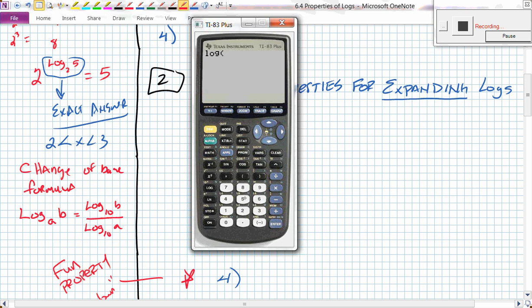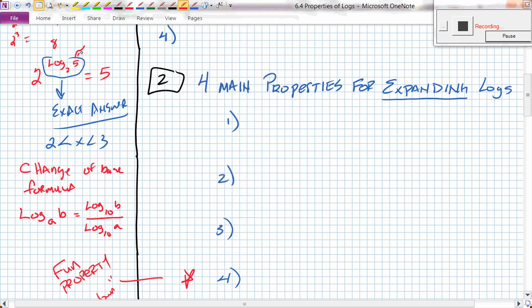We're going to say log base 10 of 5 divided by log base 10 of 2. That's the change of base formula. When you push enter, notice we get about 2.321. If I round this to 3 decimal places, I get 2.322. So this is about 2.322.